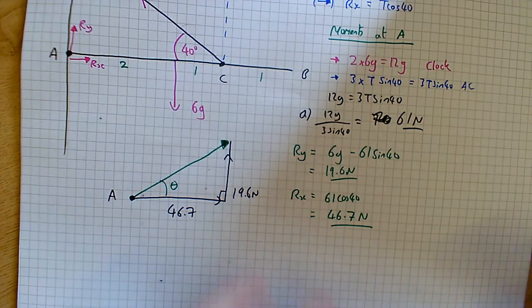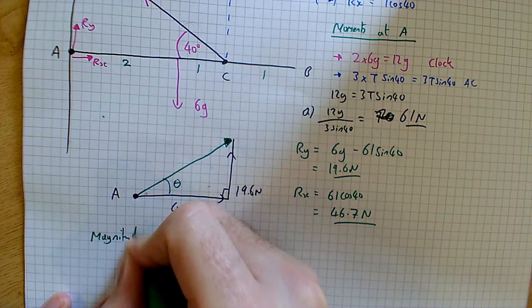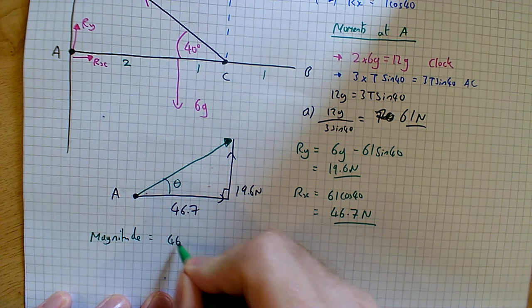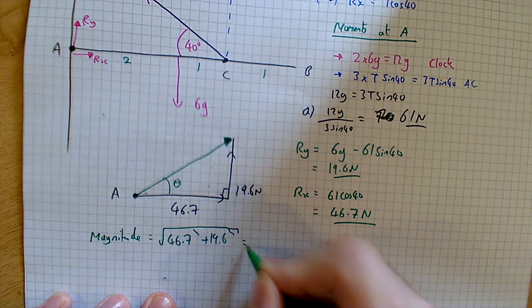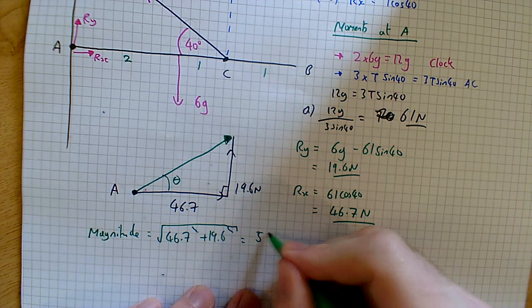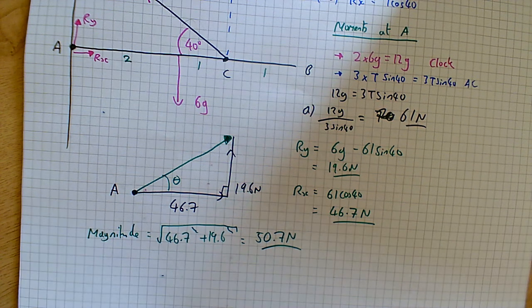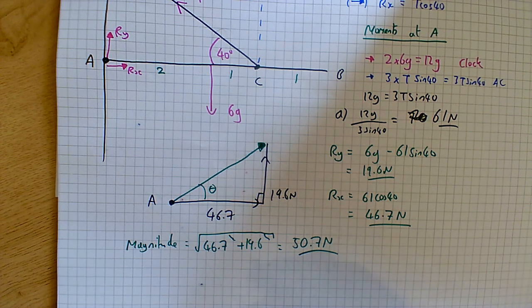To find the magnitude, we're going to use Pythagoras. So the magnitude is 46.7 squared plus 19.6 squared, all square rooted. Again, use my full calculator accuracy, and I get 50.7 newtons to 3 significant figures. That's the force of the hinge, the reaction force to stop that rod moving, and what direction is it acting in? Remember, it can act in any direction that it needs to because it's a hinge.